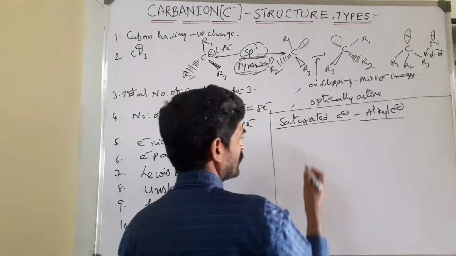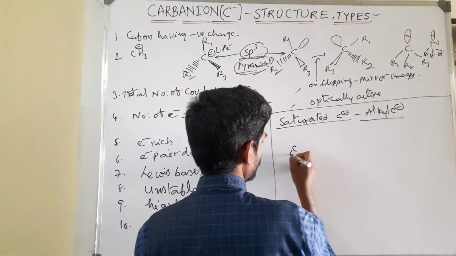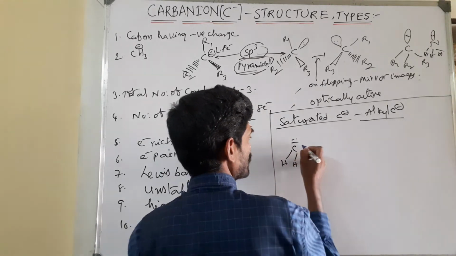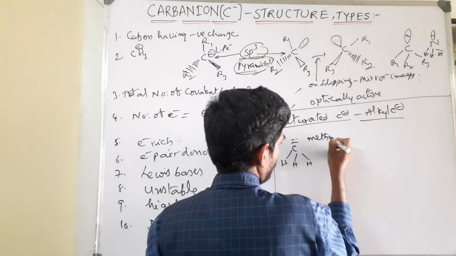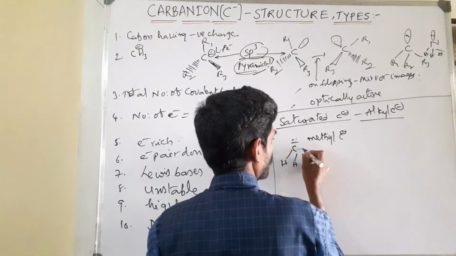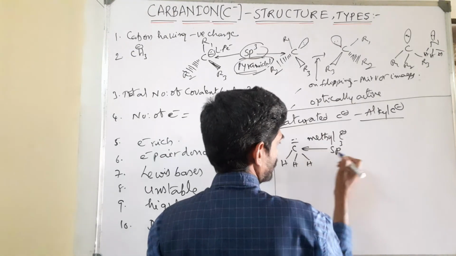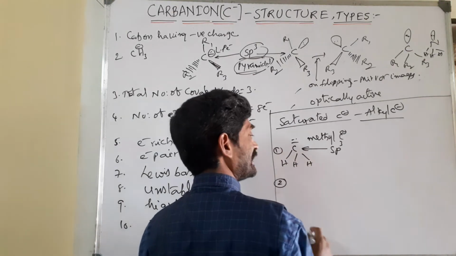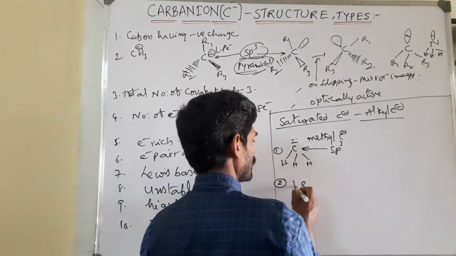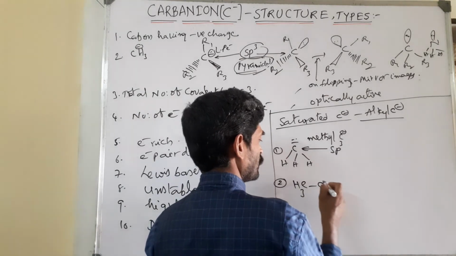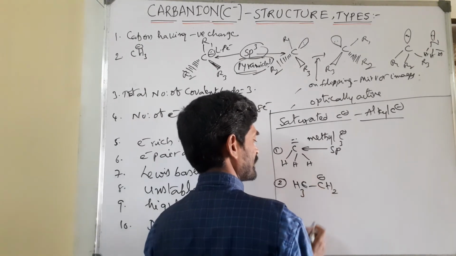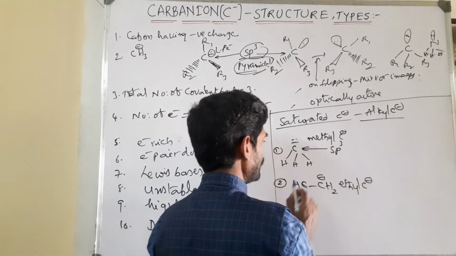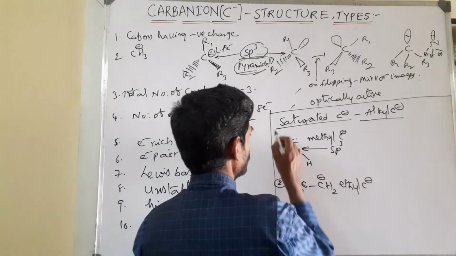For example, take methyl carbanion. There is CH3 carrying a negative charge. This carbon in the methyl carbanion undergoes sp3 hybridization. It is an sp3 hybridized carbon, right? Second is ethyl carbanion, represented as CH3CH2 minus. So this is ethyl carbanion, right? This is saturated.